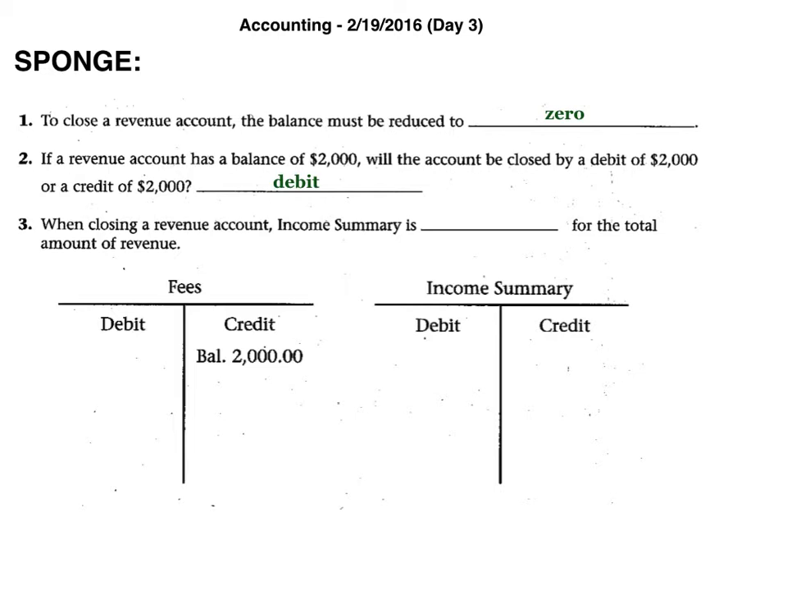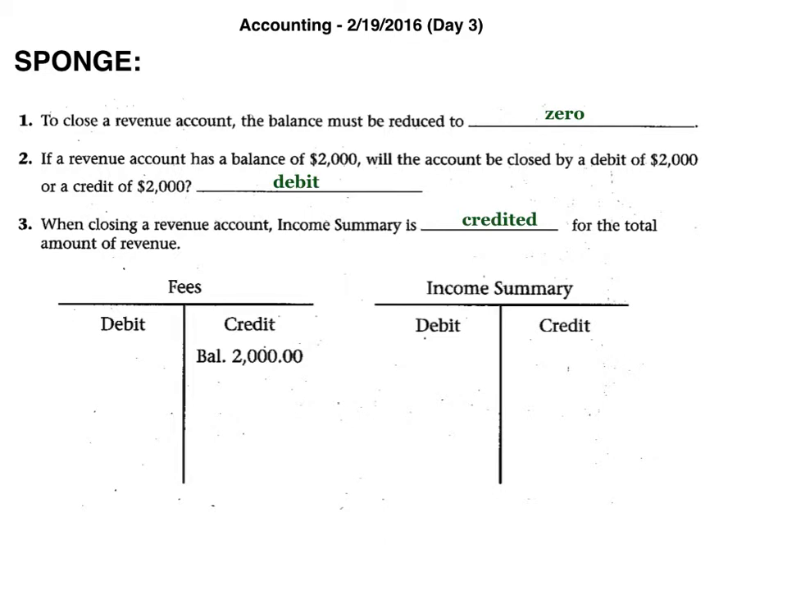Number 3, when closing a revenue account, income summary is what for the total amount of revenue? So remember our rule for transactions. For every debit, we need equal credit. If we debited the revenue account for 2,000 to close that out and reduce it to 0, the income summary, therefore, is going to have a credit of 2,000.